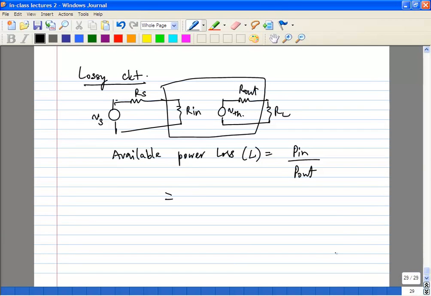So what is Pn? It's Vs squared over, assuming that Rs equals Rn and Rout equals RL. So Pn is Vs squared over 4Rs. Right? What is P out? It's Vth squared over 4RL, or R out, whatever, R out equals RL.